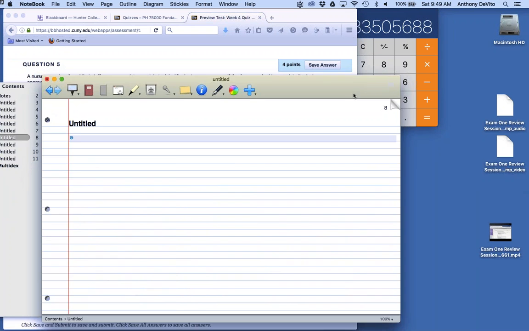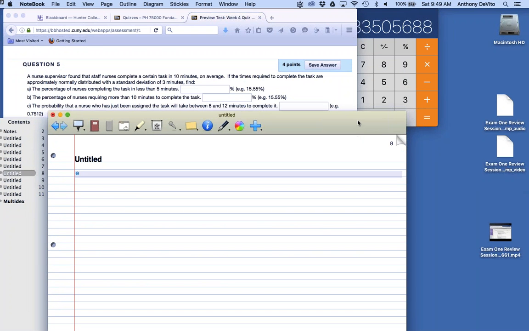So let's take a look at this. I'm going to, again, sketch this. A mean of 10, and a standard deviation, sigma equals 3. Percentage of nurses who complete the task in less than 5 minutes. This is 10. We're interested in 5. So what's the z-score for 5?